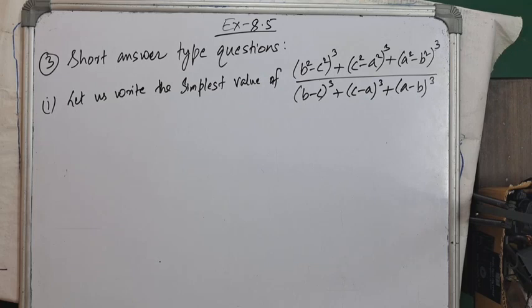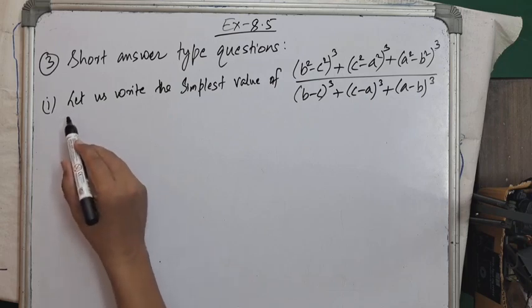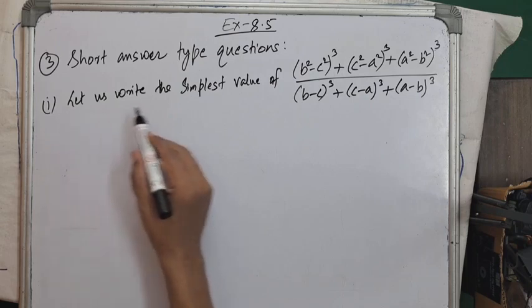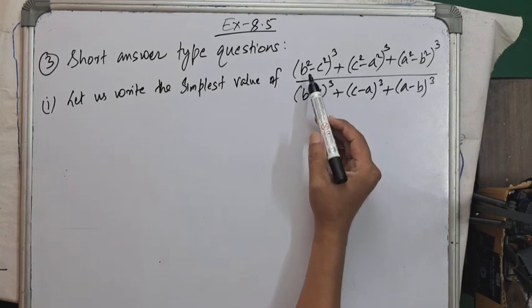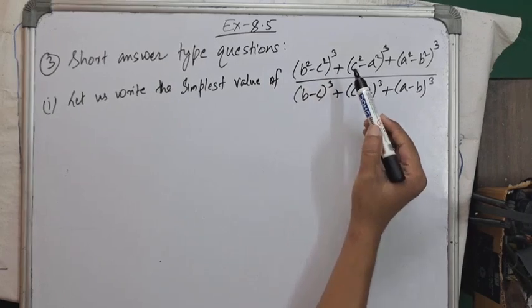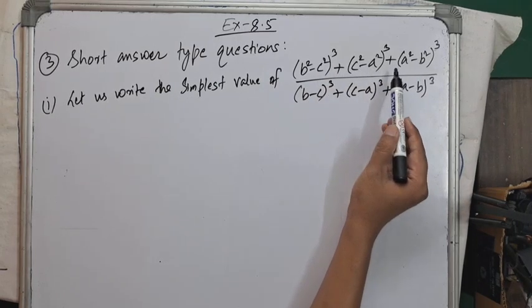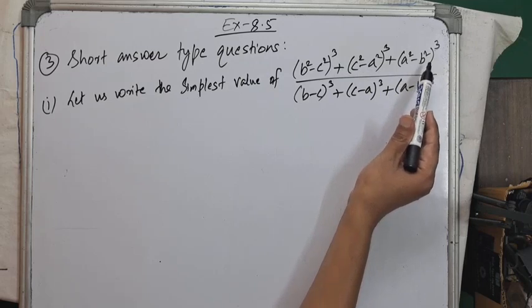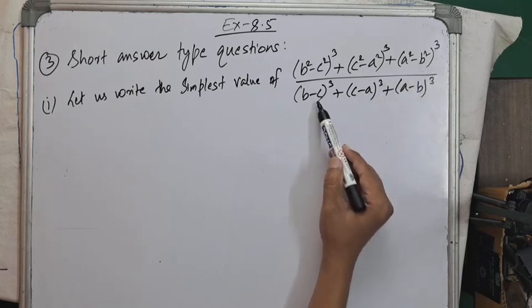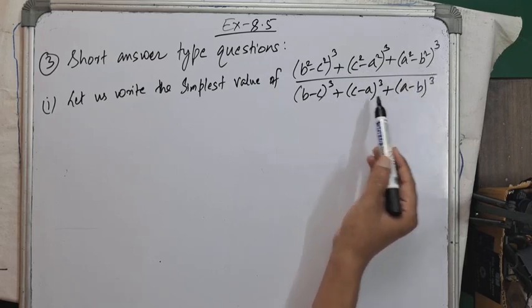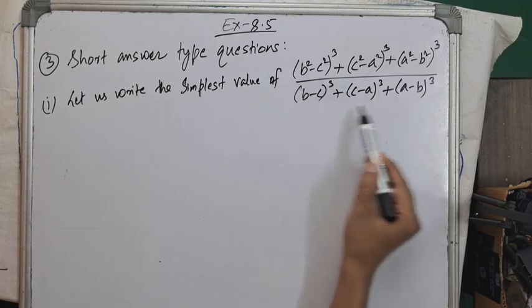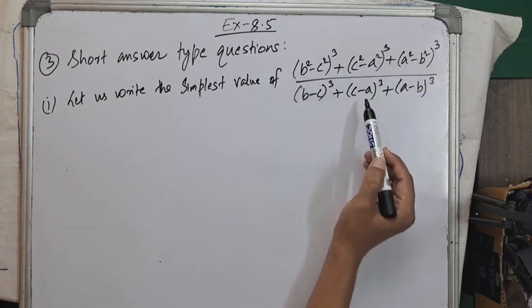Okay, so let's start exercise 8.5 short answer type questions. Question number 1 of 3. Let us write the simplest value of (b² − c²)³ + (c² − a²)³ + (a² − b²)³ whole upon (b − c)³ + (c − a)³ + (a − b)³. So we are asked to find the simplest value of this expression, isn't it?